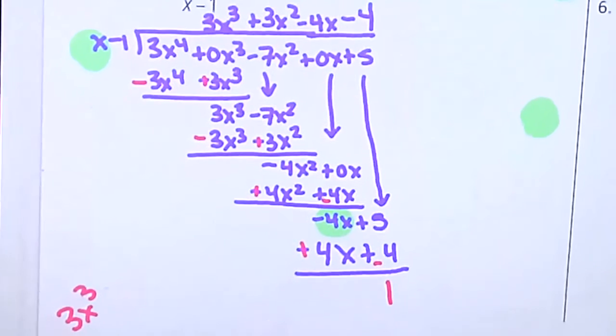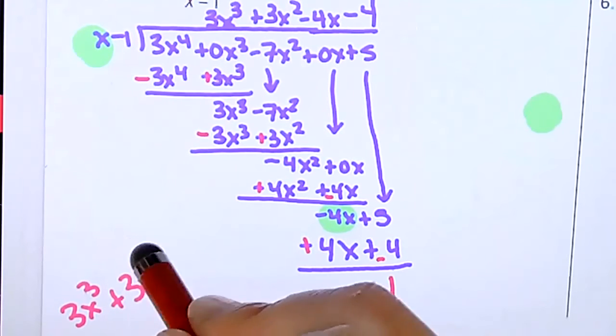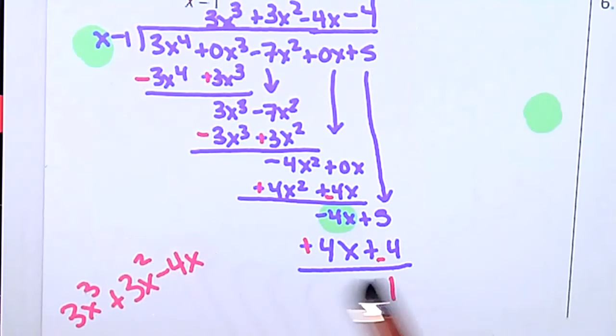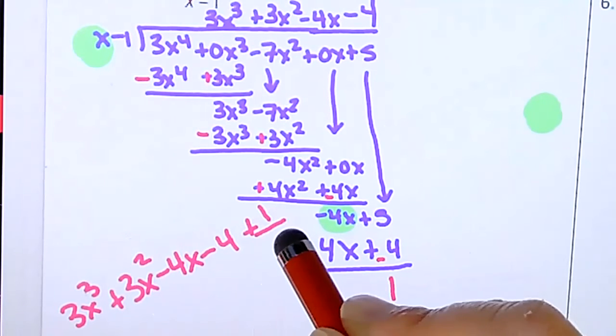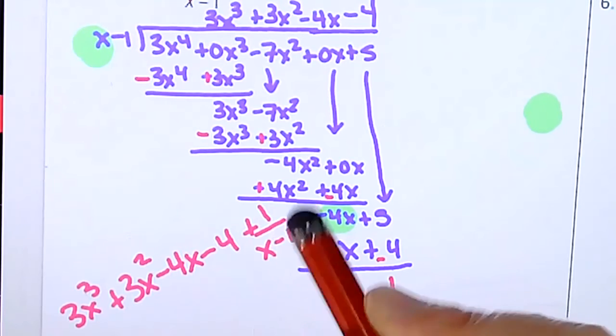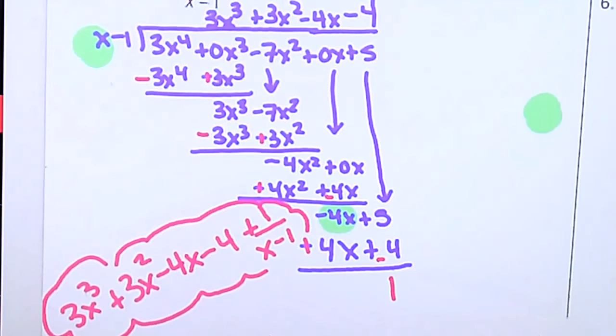So 3x to the third plus 3x squared minus 4x minus 4. And then I have this 1, so that's going to be plus 1 over x minus 1. And that is going to be my answer.